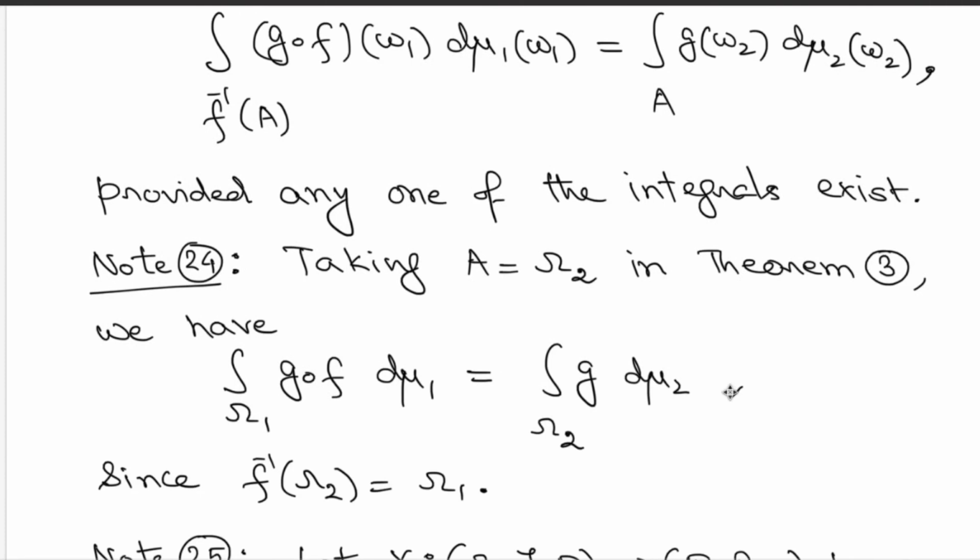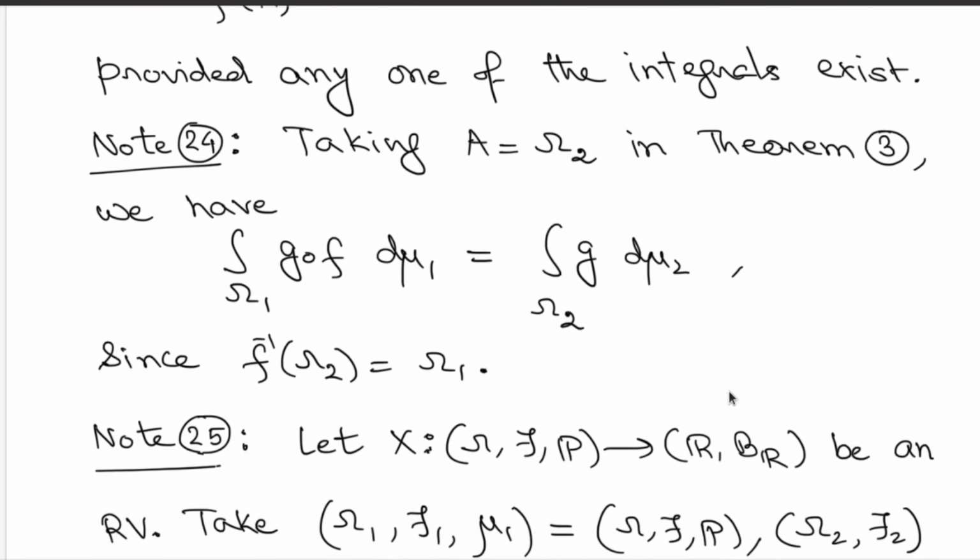Before proving this, let's first see what this result suggests. Take the set capital A to be the whole set on the range side. Then what does it say? It says that you have this relation between the integration of g composed with f on omega 1 and the integration of g on omega 2. Here we are using the fact that since f is a function with range which is possibly a subset of omega 2, the pre-image of the whole of omega 2 is nothing but the whole domain. That's what is being used here, and that allows you to write down this equality.